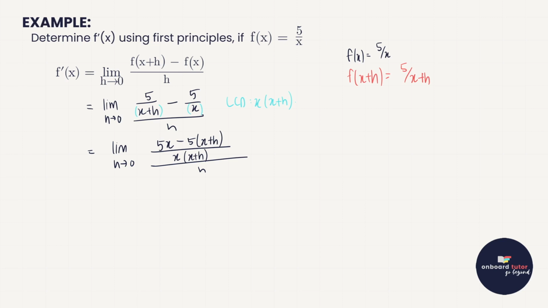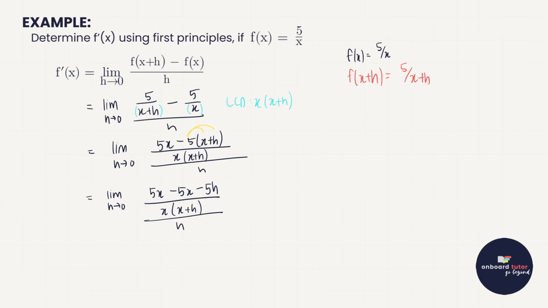Okay, don't be tempted to cancel. We've got a minus here. That would also be working backwards. So let's multiply that minus 5 in and see what we end up with. So limit as h tends to 0, we've got 5x minus 5x minus 5h over x times x plus h, and all of that over h.